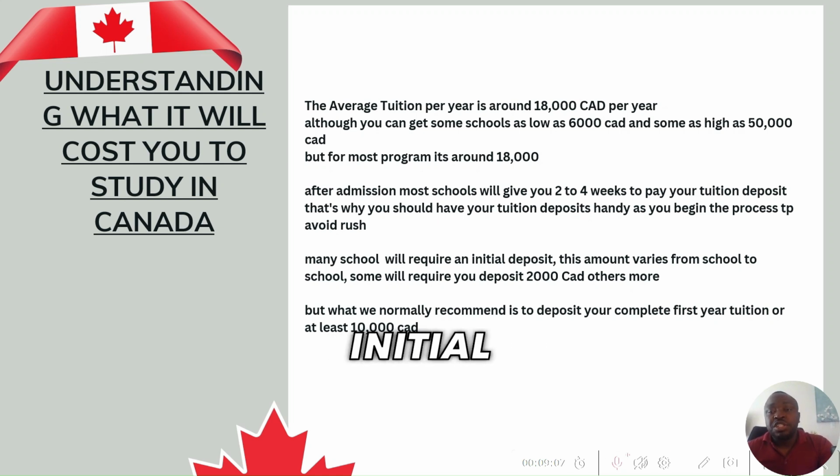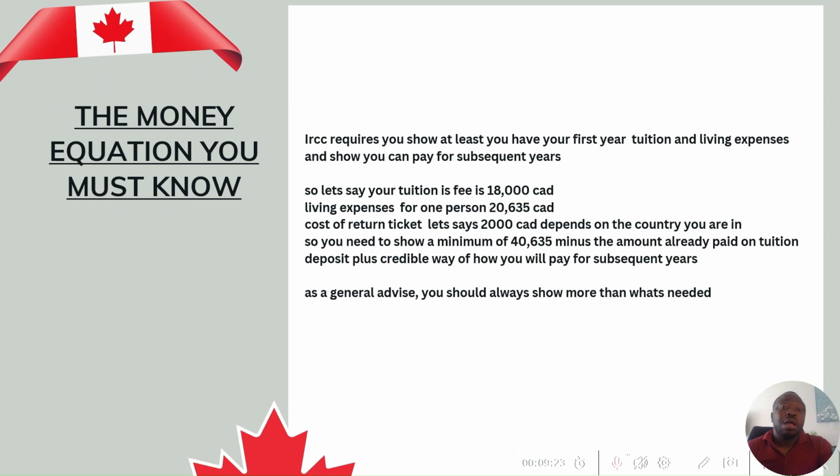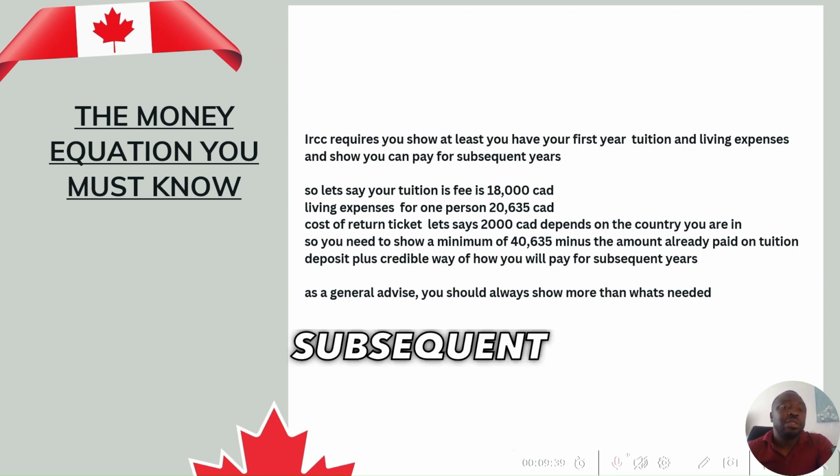Many schools will require an initial deposit. This amount varies from school to school. Some will require a deposit of 2,000 Canadian dollars, others more. But normally we recommend you deposit your complete first year tuition, or at least 10,000 Canadian dollars. The IRCC wants you to show at least that you have your first year tuition and living expenses, and show that you can pay for subsequent years.